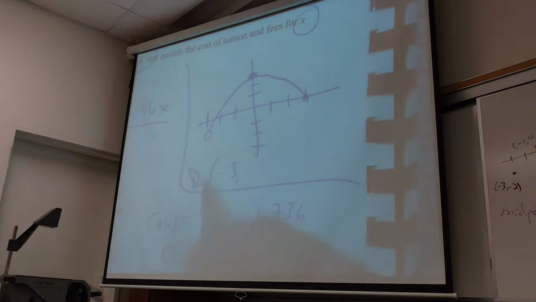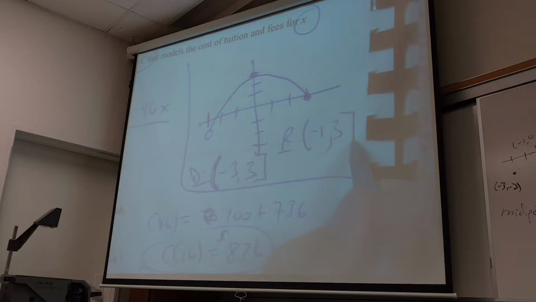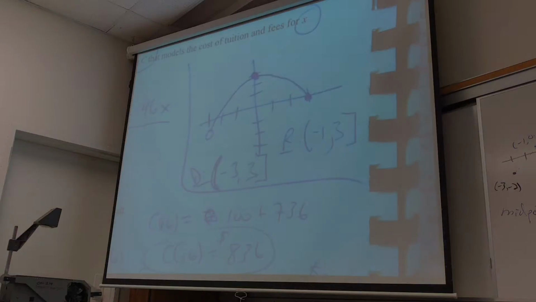Yeah, for domain, I'm only worried about where it is on the x-axis. So this starts at almost -3. If I can't include that specific one, I just put a parenthesis on it. And it goes up to what? 3. And what do I put on that? Bracket, because I'm allowed to include it. It's a closed circle there, right? Yeah. And then the range would be what? Almost -1, and up to 3. Bracket, because it's a closed circle, a shaded-in circle.